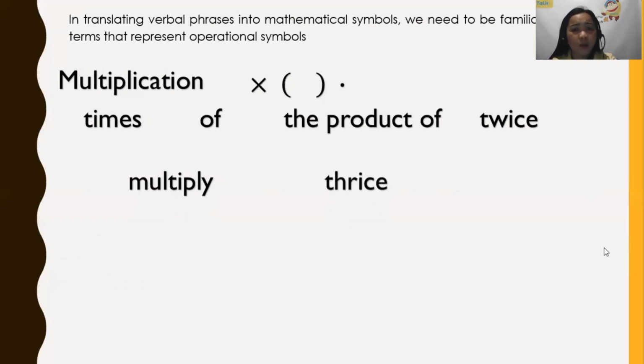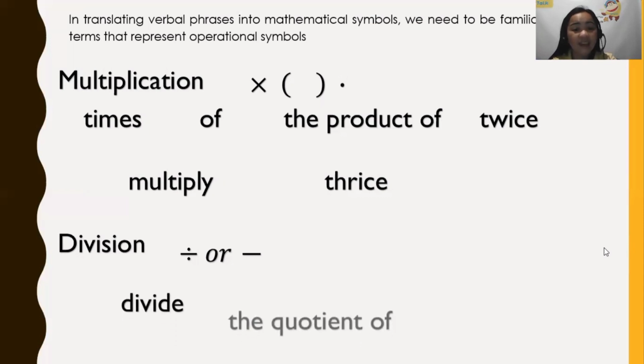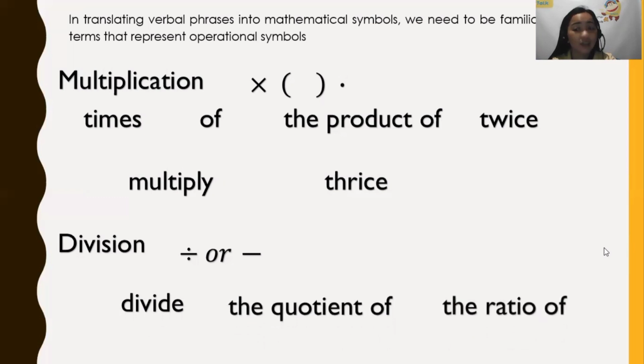Now, how about if we have division? What symbol are we going to use? We can use the symbol obelus or the fraction bar. Now, what are the terms that we are going to use? We can use the word divide, the quotient of, and the ratio of. These are the terms that we can use to represent multiplication and division.